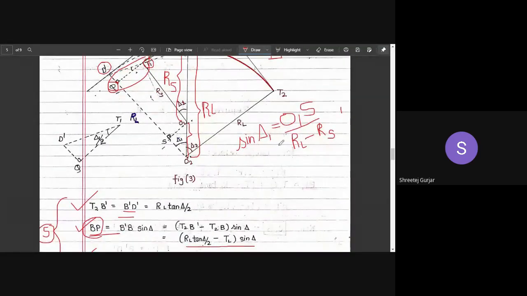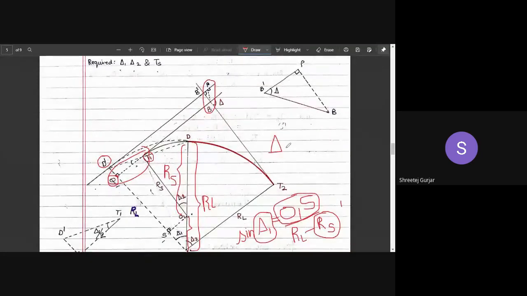Here we can see that delta 1 is known already, we have calculated previously. O1S value is also known, we have calculated. RS value is already given to us. The only unknown here is RL. So we can easily calculate RL from this particular equation.